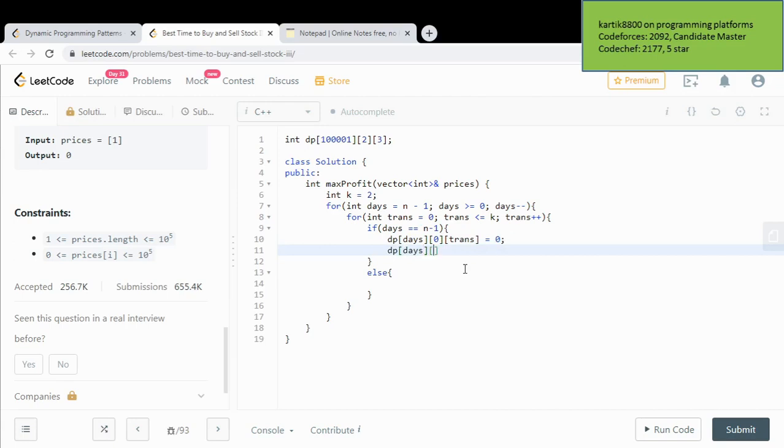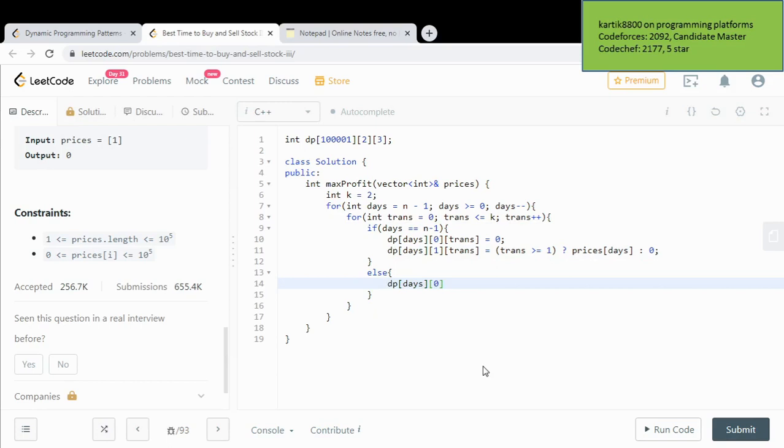The other thing is DP at days, I do own a stock and trans. Now, if I am allowed to do at least 1 transaction, so trans is greater than or equal to 1, in that case I'm going to make this much money, that is prices at days. And if I'm not allowed even 1 transaction, then I'm not making any money. So this is now much better. I'm sorry for the stupidity I did a few seconds ago, but this looks much better.